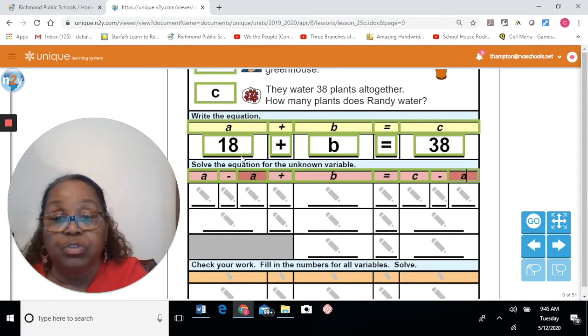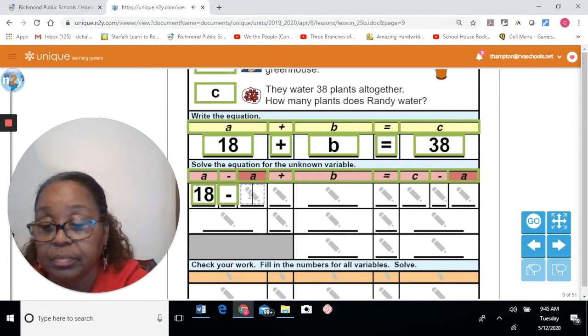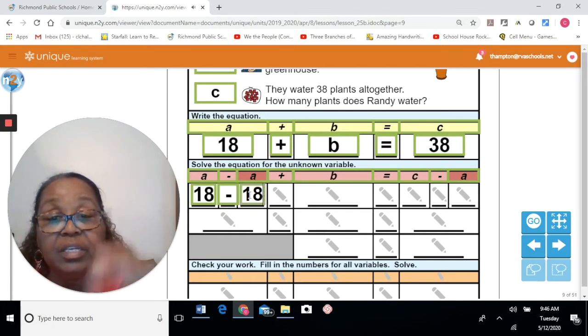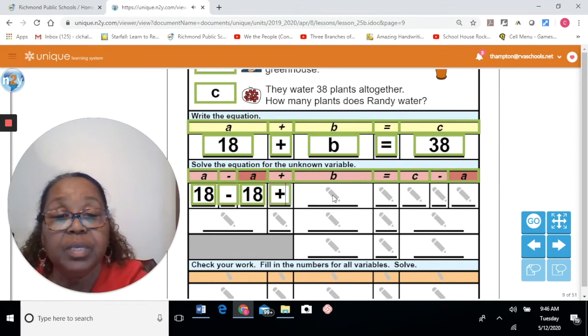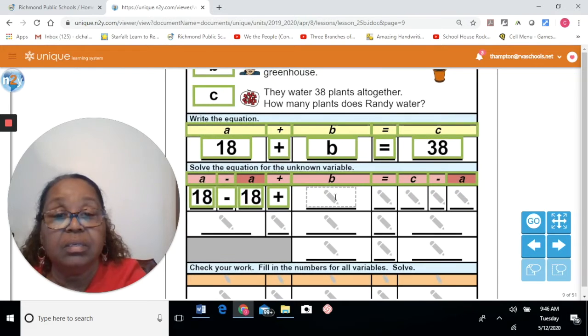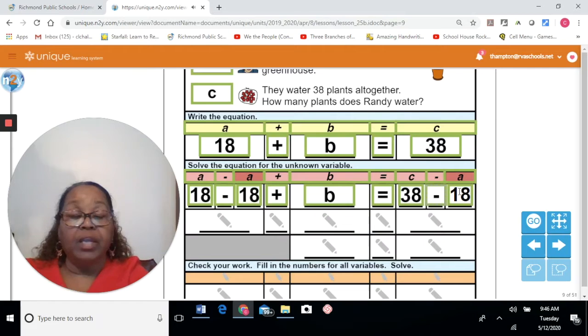Let's substitute the numbers. So A is 18. Let's put 18 in. 18 plus B, and B is unknown, will equal C, which is 38, and we're going to minus 18 on this side like we minus 18 on the other side. Excellent. All right, that part is done.